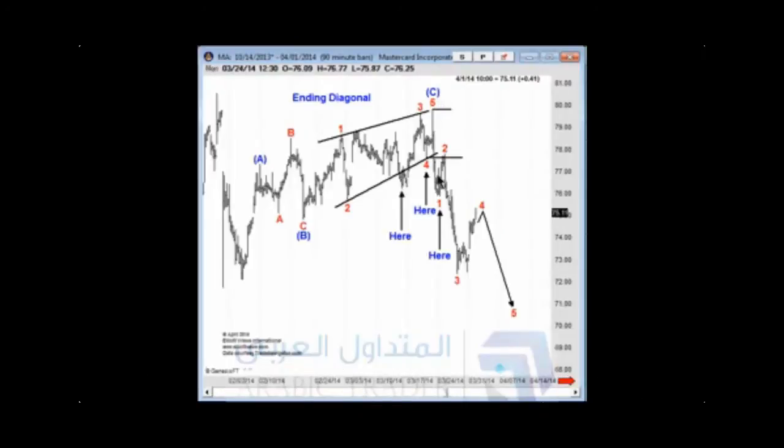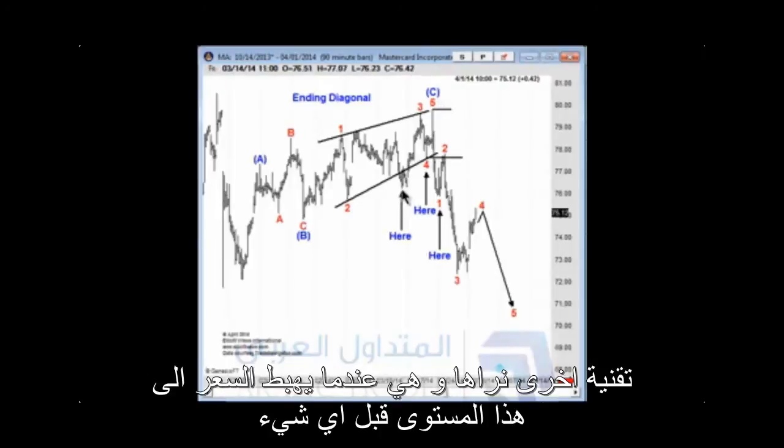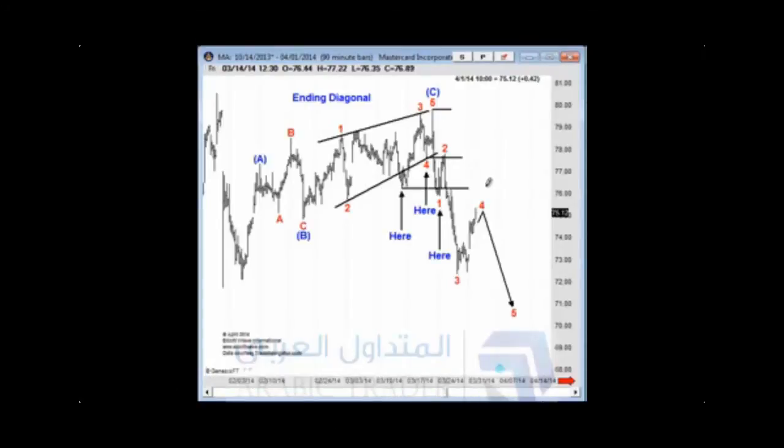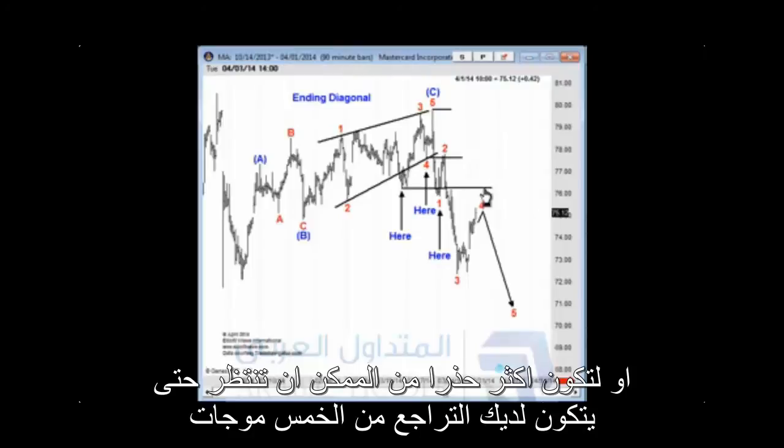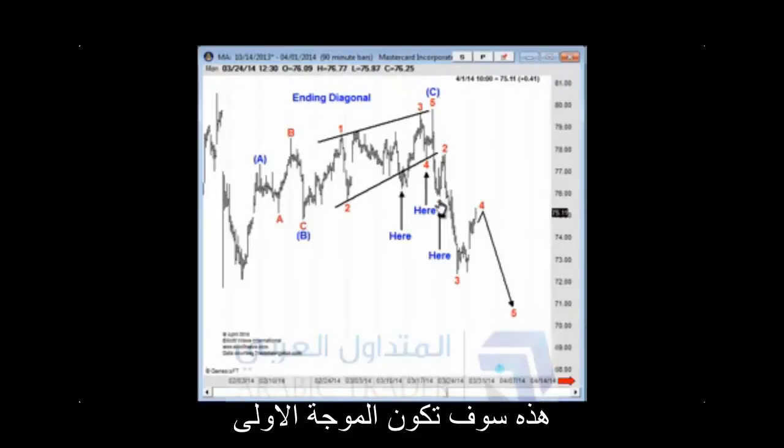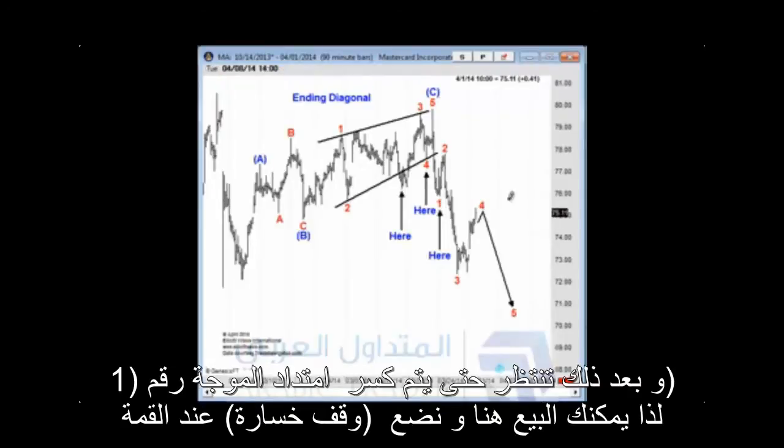Another technique would have waited for the prior swing low, this level, to have given way before doing anything. Or if you're even a little bit more cautious, what you could have done at that point is wait until you have your initial 5-wave decline in place. This would be your initial wave 1, and then wait for the extreme of wave 1 to give way. So you could have been either short here with a stop at the high, short on a break of this level right here with a stop at the high, or short on a break of the extreme of wave 1 with a stop at the high.